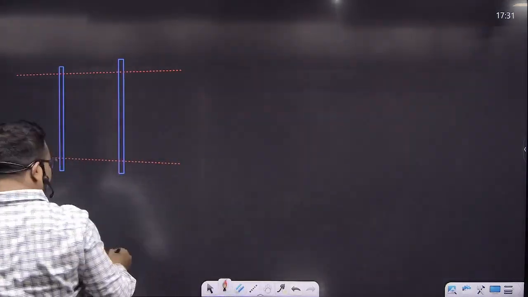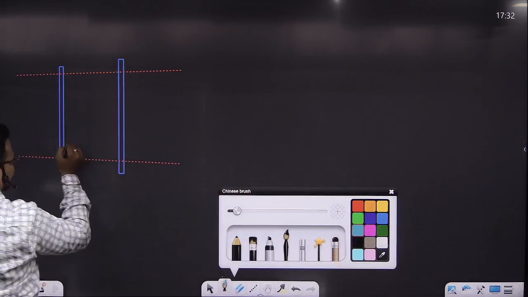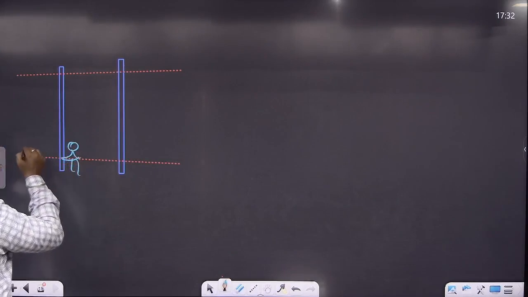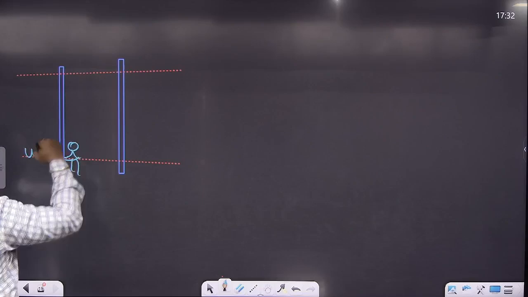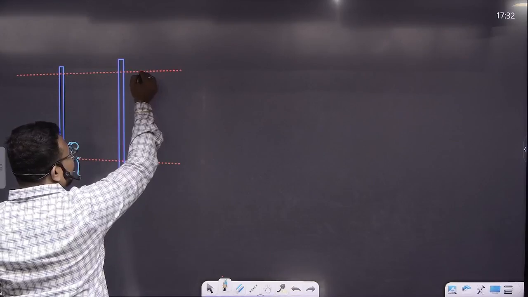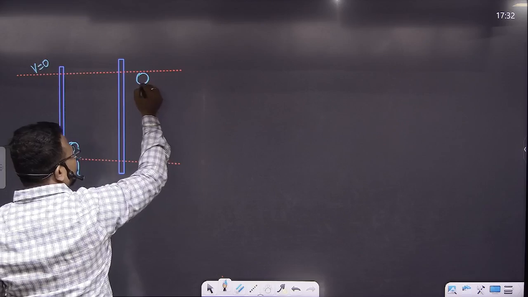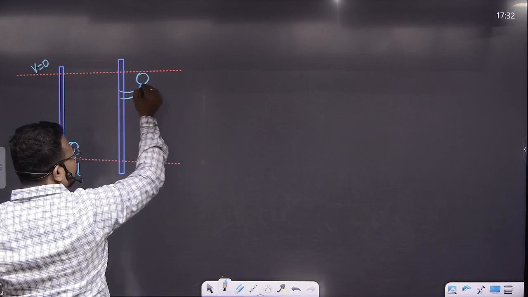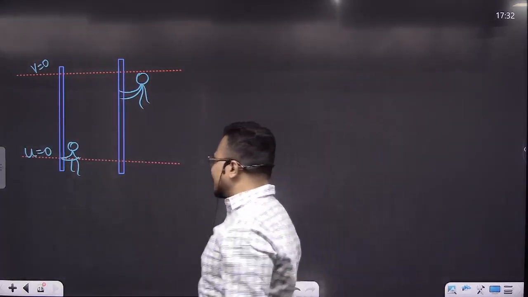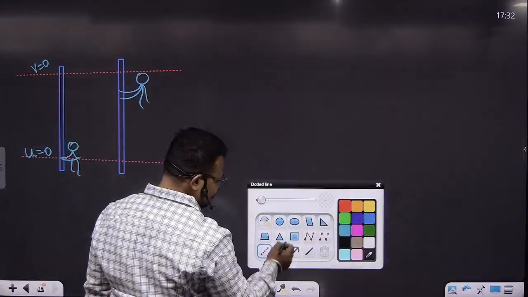When he is climbing up, he is holding with two hands, right? So initially he is having velocity 0, and it reached here, like I am taking it here. So here also velocity became 0. It is climbing up now. If we see very properly, I am drawing one more diagram for this thing.